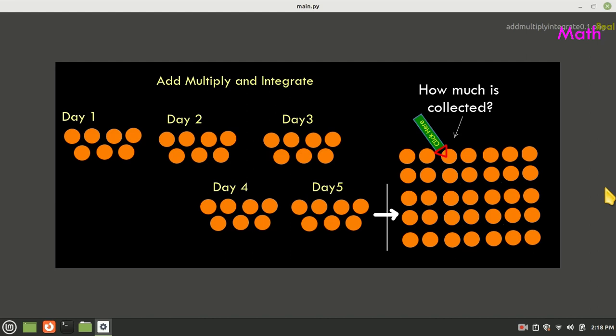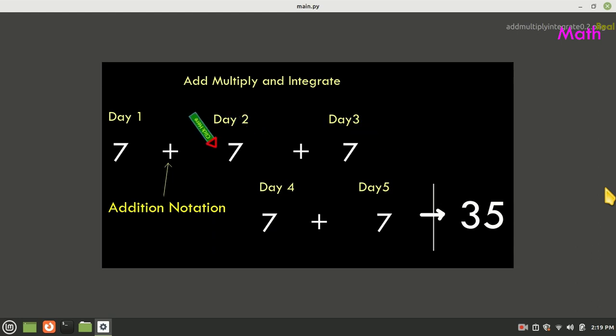So addition is nothing but collection. How much is collected? Day 1, day 2, day 3, day 4, day 5, I keep collecting, and at the end of day 5, I have this many oranges. If I count, it becomes 35. So this is addition. Simple. Day 1 I have 7, day 2 7, day 3 7. In numerical form we write it like this, and this is the addition notation: plus sign. We can say plus plus plus, and finally it would come to 35.